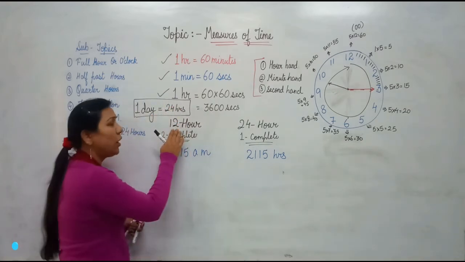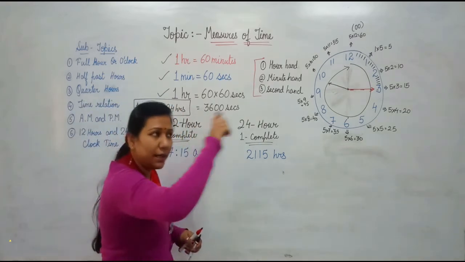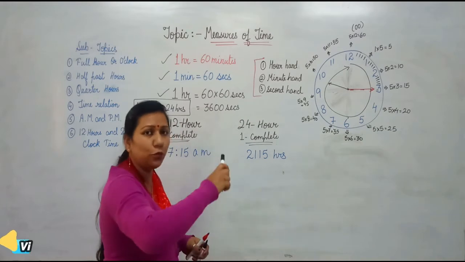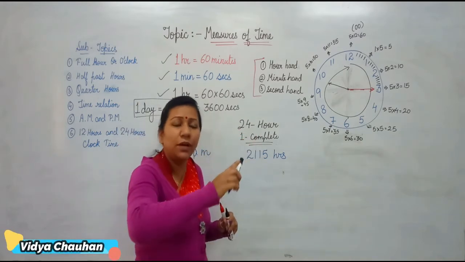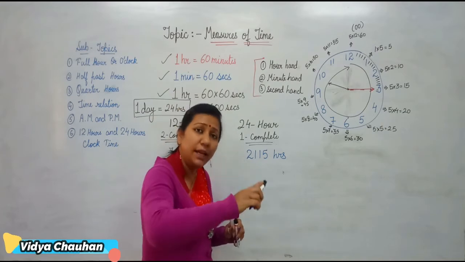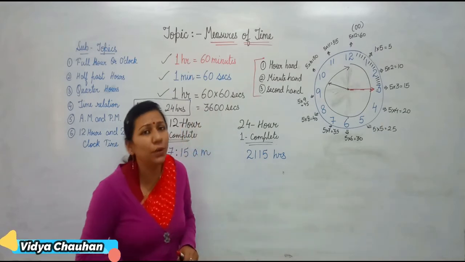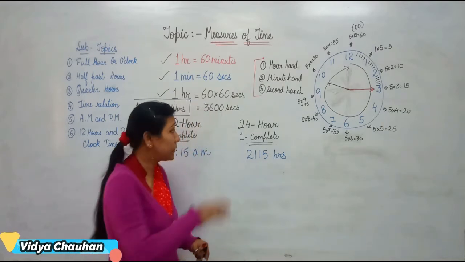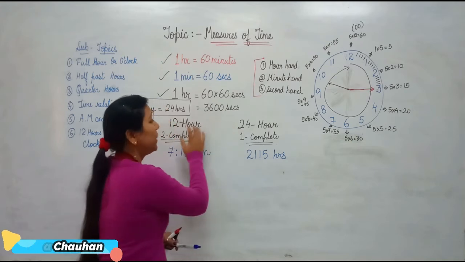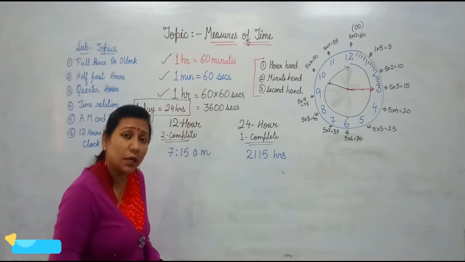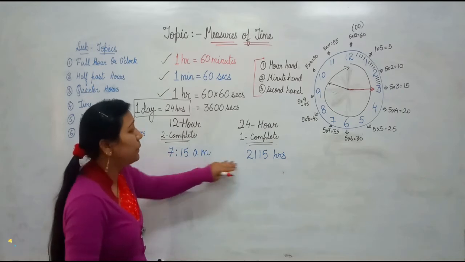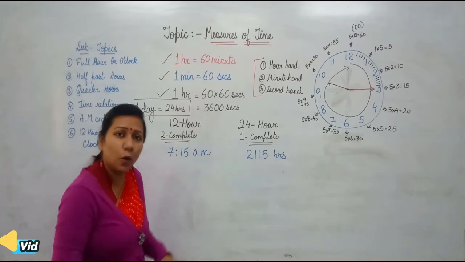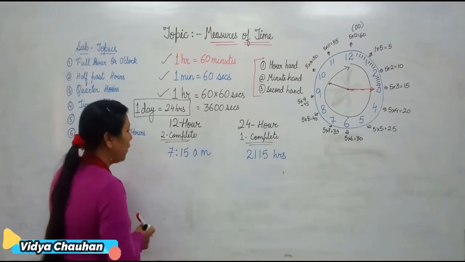So in 12-hour clock we counted from 1 to 12 and then again 1 to 12, then again 1 to 12. Whereas in 24-hour clock we count 1 to 12, then 13 to 24 and then after 24 again it starts with 1 onwards. So this is the relation between the 24-hour clock and 12-hour clock. We will discuss some questions related to them right now.